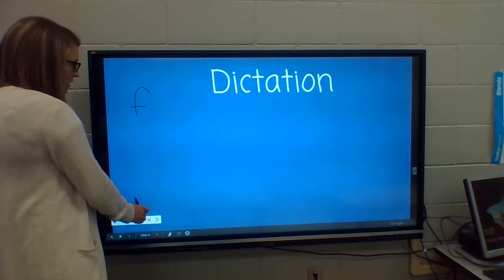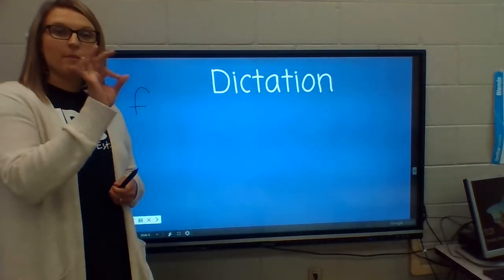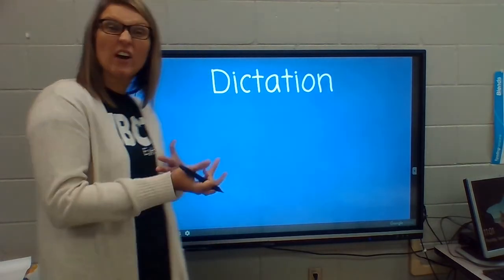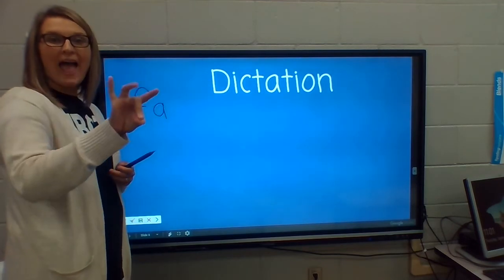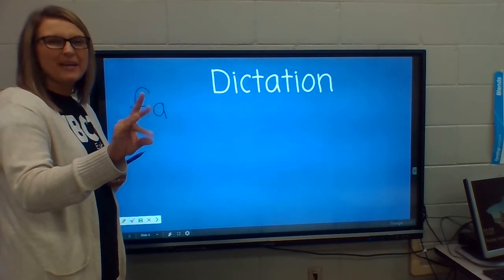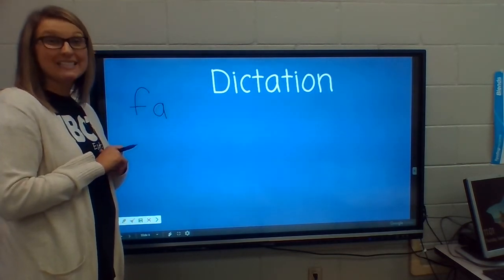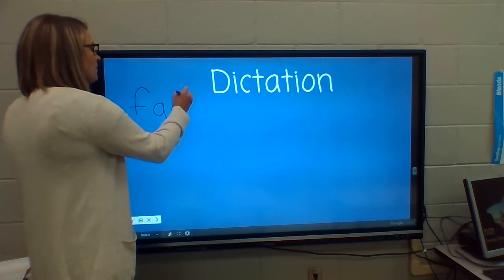What letter do you hear? What letter do you hear in the middle? A. What says A? It's the letter A. So we're going to write that. Fad. What makes that D sound at the end? It's the letter D. So we're going to add a D. Remember that's a bubble and then a stick.